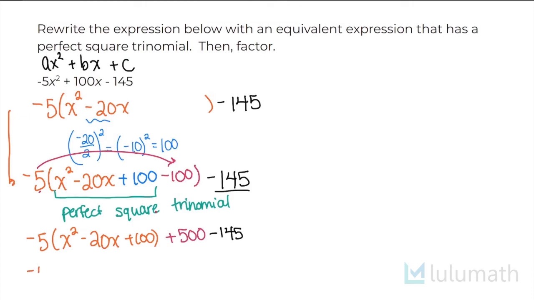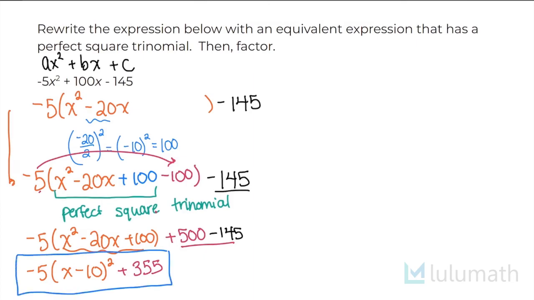Well, again, this negative 5 just gets copied down. And then when I factor my perfect square trinomial here, I will get x minus 10 quantity squared. And when I put the 500 and the negative 145 together, I end up getting 355. So this is my final expression with a perfect square inside of it. You can also type both of these expressions into Desmos and graph them out and see if the parabolas will line up with each other, which they should, to show you that they are in fact equivalent expressions.